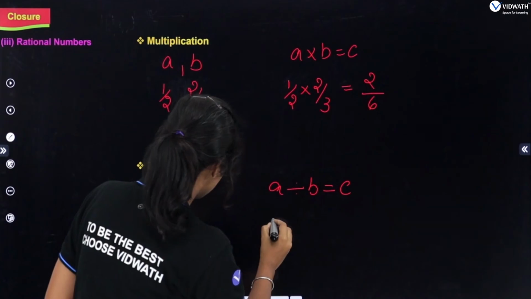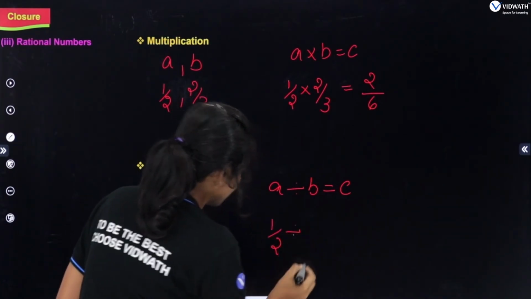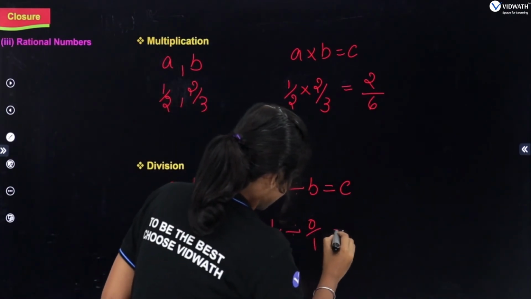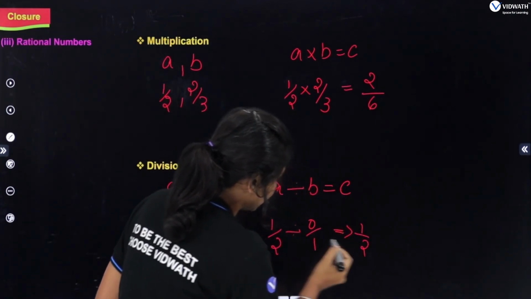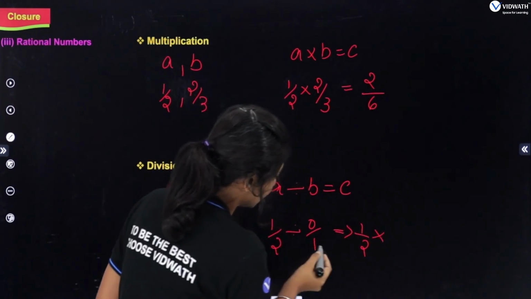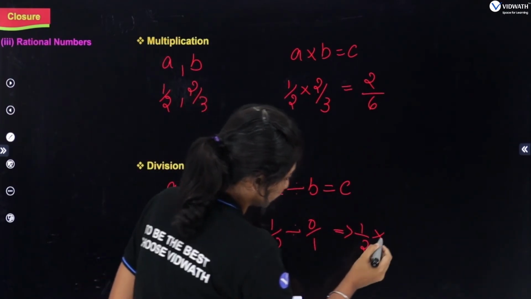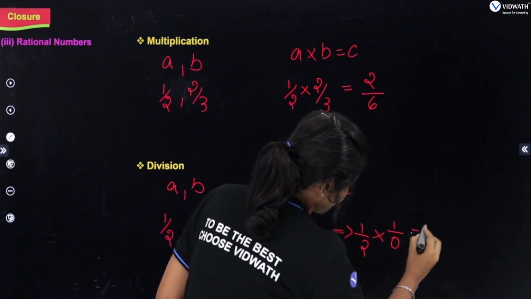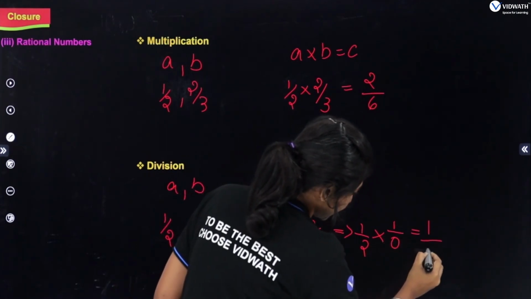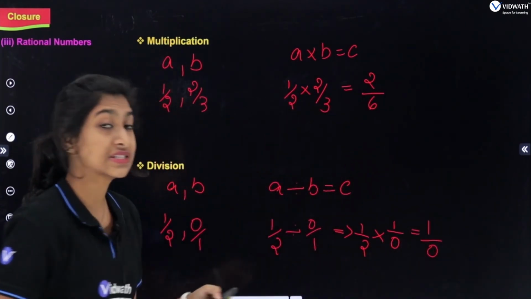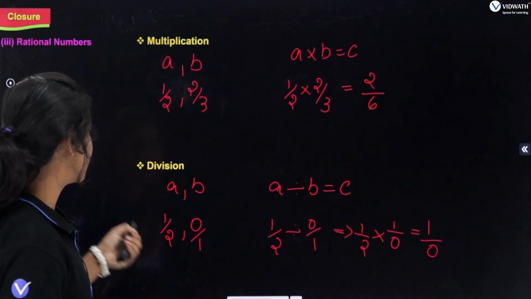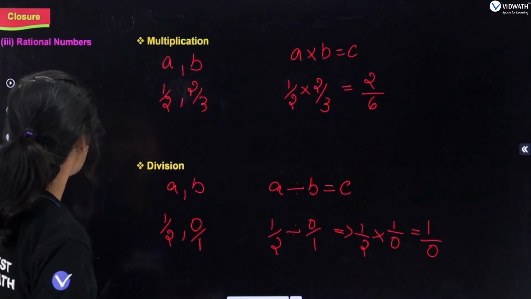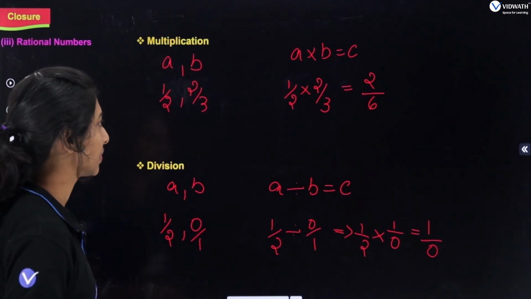So now we take a as 1 by 2 divided by b as 0 by 1, and the division is converted to multiplication. Then the denominator comes to the numerator and the numerator comes to the denominator. So 1 by 2 into 1 by 0. So 1 into 1 is 1 divided by 2 into 0 is 0. Any number divided by 0 is not defined. Therefore, we can say the closure property under division does not hold for rational numbers.